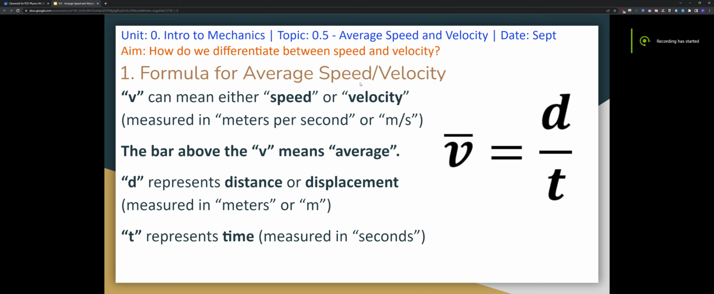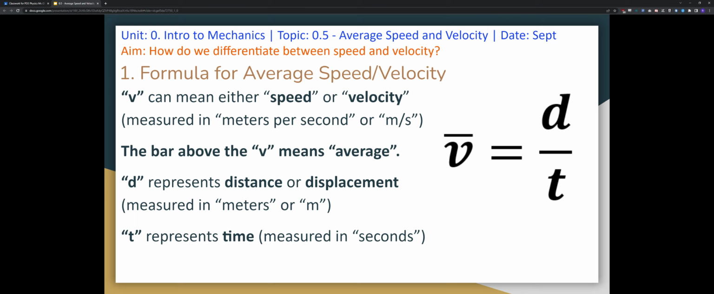Let's go over 0.5. So, yeah, I'm introducing you to the first formula you'll ever learn, right? And the first formula really is just pictured on the right hand side. It's V with a line over it, which I'm going to call bar. So it's V bar is equal to D over T.